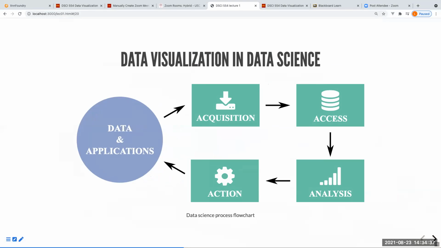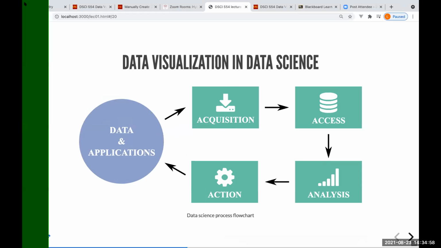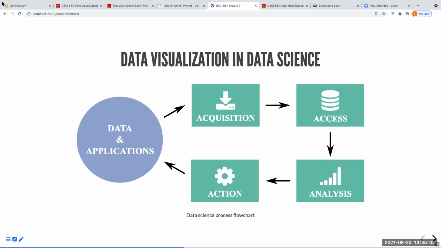Now, when you think about how you use visual data in data science, I have also a picture that is on the slides. Obviously, hopefully you can see it. This is in slide number 21. So here we have acquisition. I called it access, but it's basically the same thing.